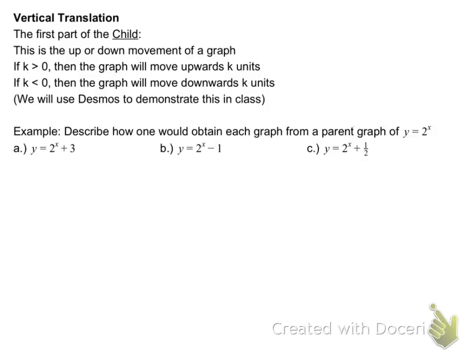The next part is the vertical translation. Again, we have the order differently today. So this one I would call the second part of the child. And the second part of the child, this is the up and down movement. This brings in a k value. So what does it look like individually? It looks like this. Y equals b to the x, plus k.